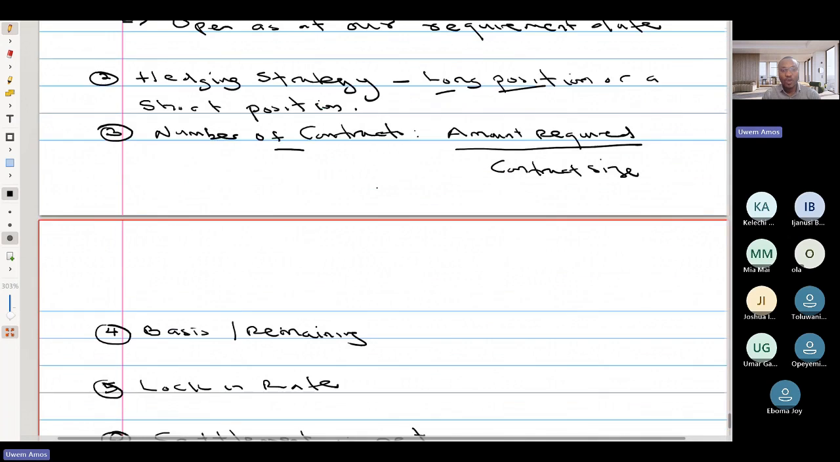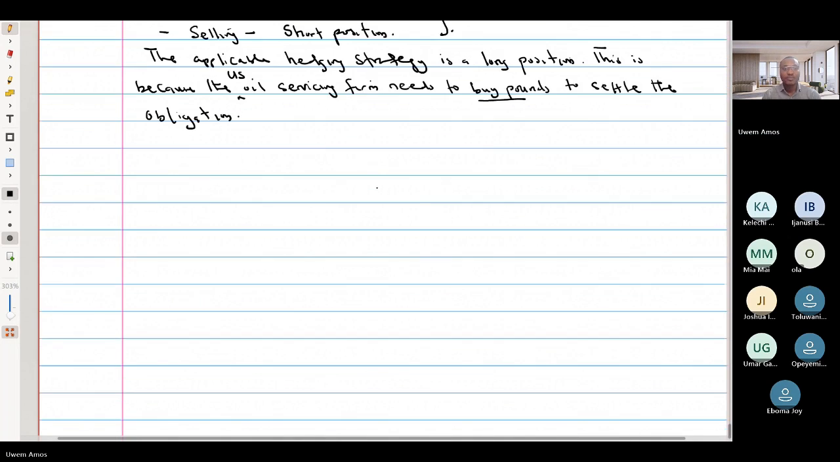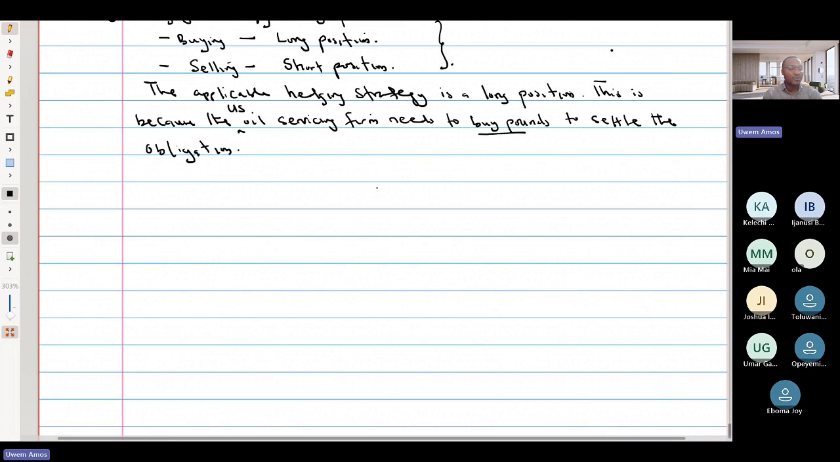So let's determine the number of contracts. That's our third step, which is going to be pretty straightforward. Once you follow the steps, you can't go wrong. So that is the number of contracts.